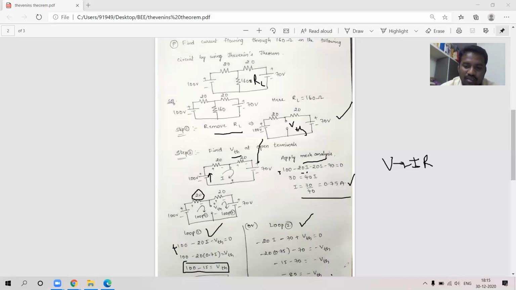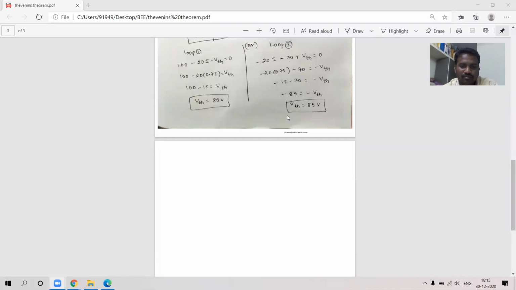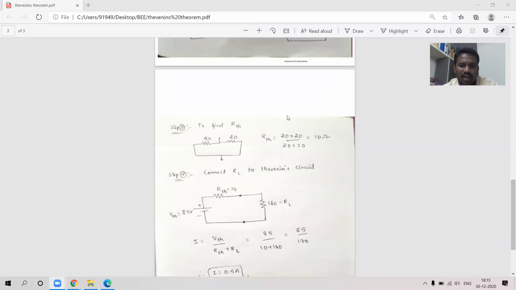So we can do any method, you will get the same value. Okay, this is the voltage, Thevenin's voltage. We got step 2. Step 1 is load is removed. Step 2 is we got VTH. Now we have to go with step 3. What is step 3? Step 3 is we need to find the equivalent resistance. Okay, let us find the RTH.